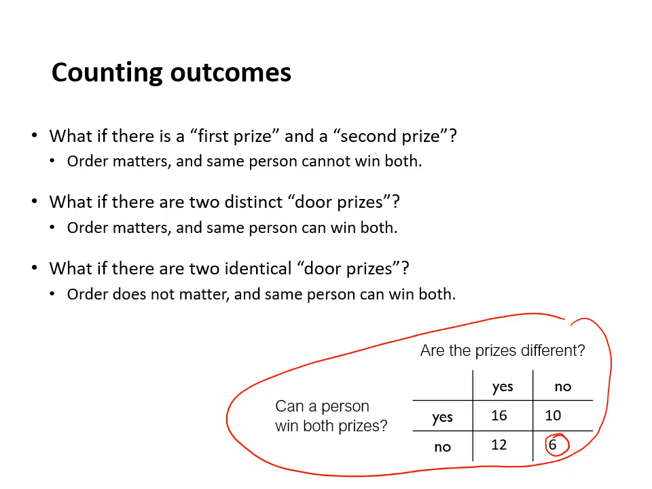Maybe we can quickly do this one. So that's the situation where the order does not matter because the prizes are not different, but the same person can win both prizes. So that's the same solution as on the previous slide, except we are missing AA, BB, CC, and DD, because the same person can win both prizes. So that will be 6 plus 4, that's 10. And you can do the rest.